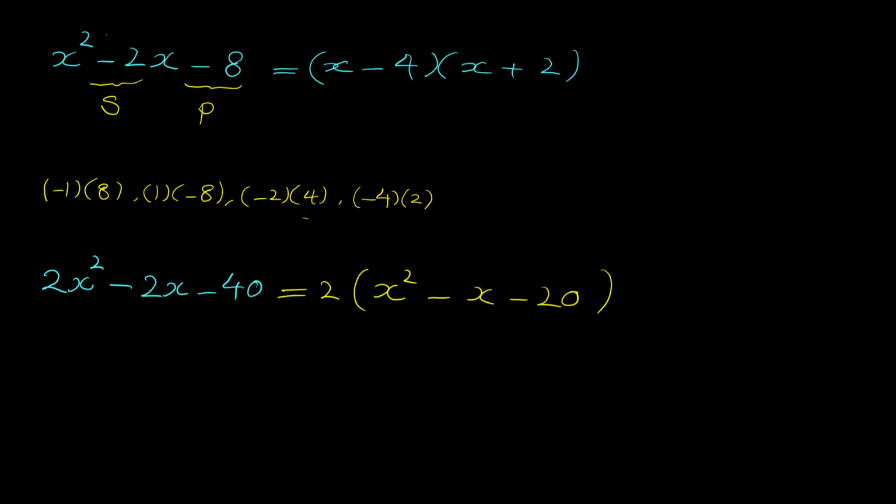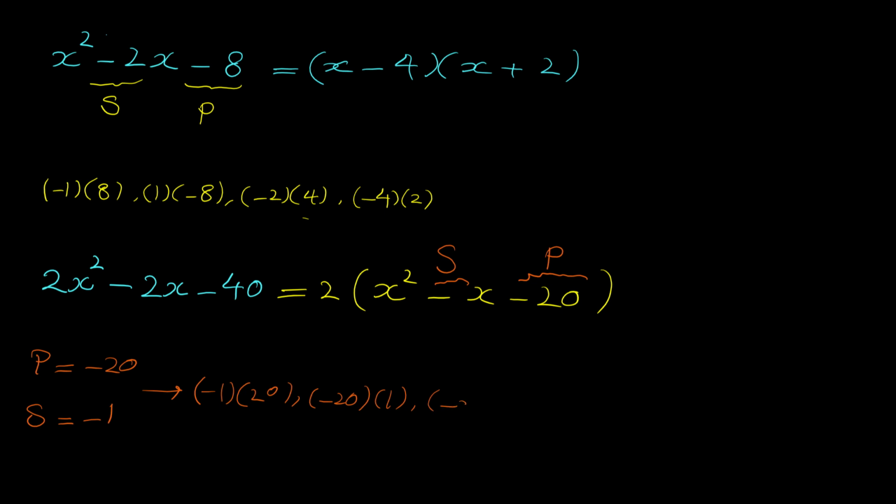We are looking for two numbers that their product is negative 20 and their sum is negative 1. The coefficient of x is negative 1. Because the product is negative, one of the numbers is negative, the other one is positive. We can think of negative 1 times 20 or negative 20 times 1. But this is not the answer. Negative 2 times 10? No. 2 times negative 10? No, because the sum is not negative 1.